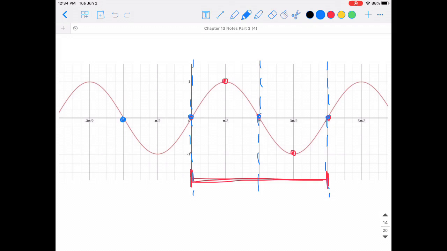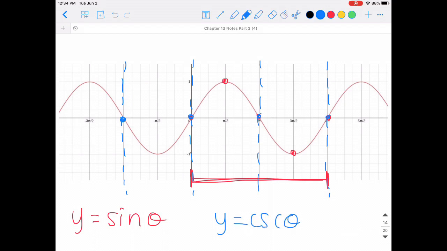Anywhere where your sine function equals 0. And just to make it clear, in red we're graphing y equals sine of theta, and in blue, we're graphing y equals cosecant of theta. So for the next part, to actually graph y equals cosecant of theta, we have to think about the information that we're given and our unit circle.